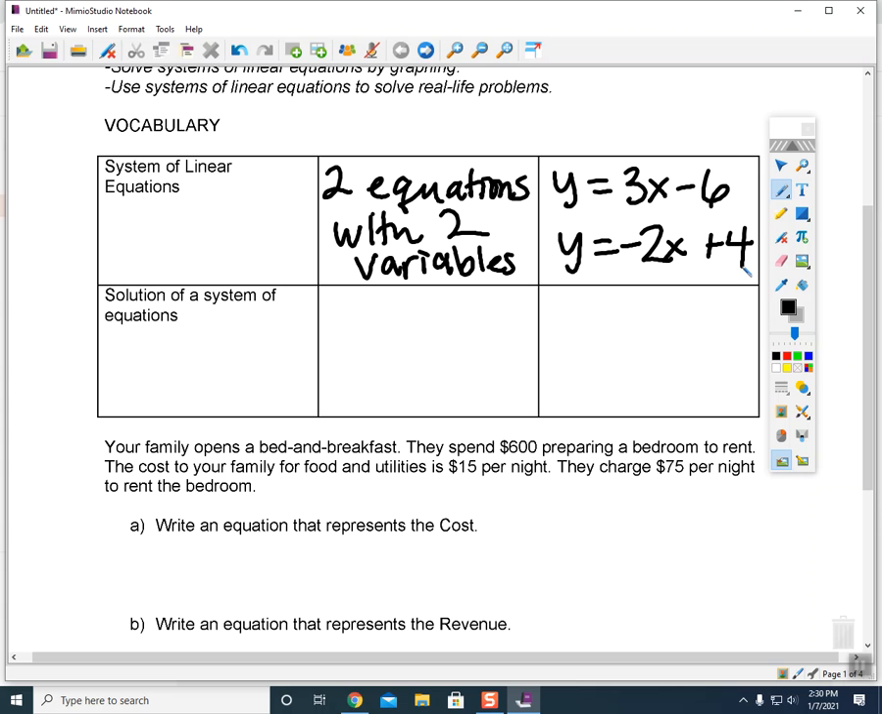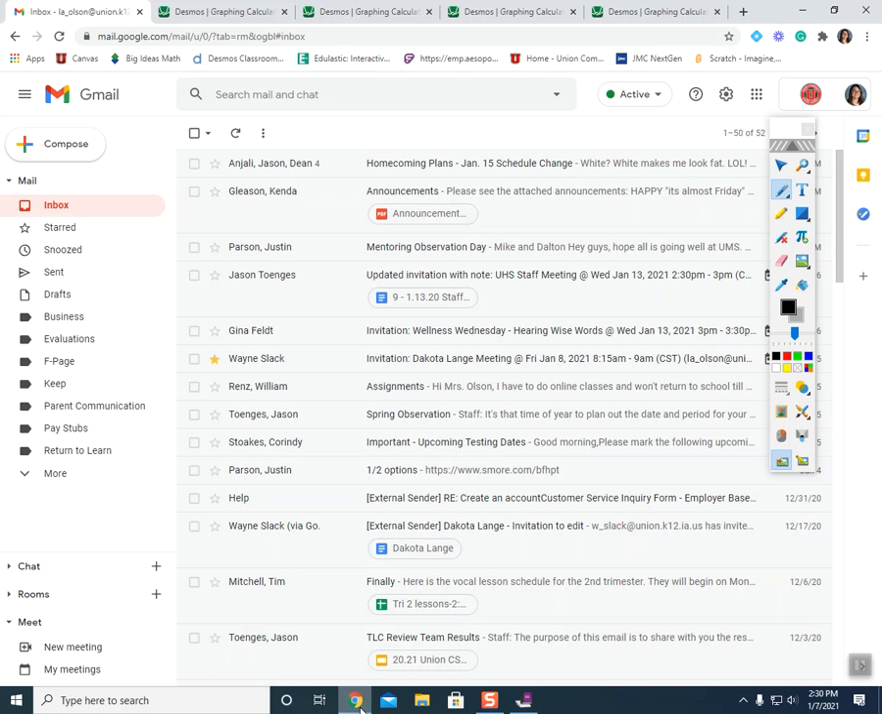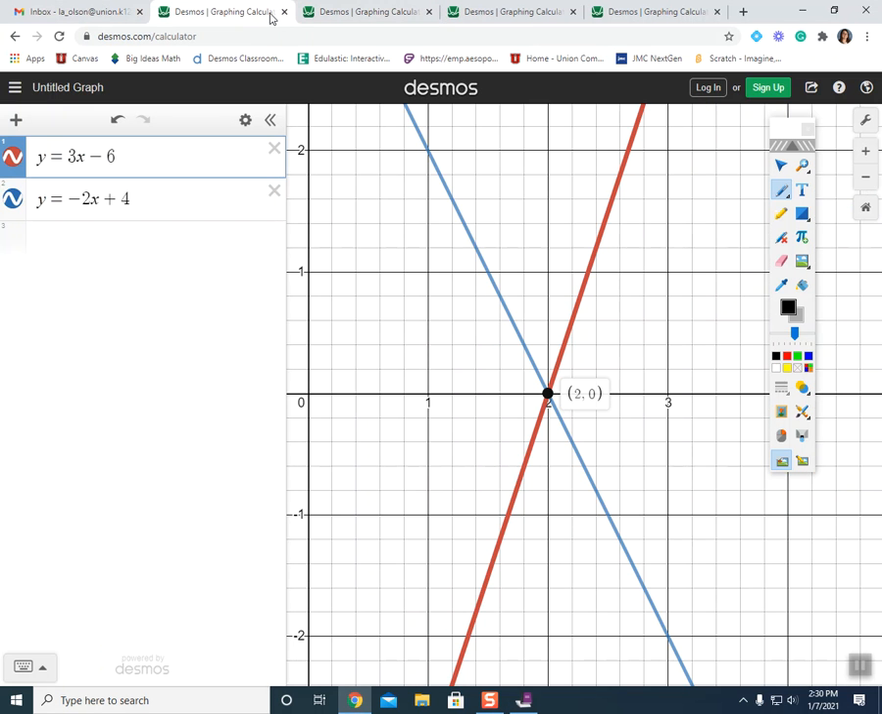If we look at these two equations here, we're going to graph them in Desmos. Let me pull it up. Here it is. Okay, these are our two equations in Desmos. The red line is the first one, the blue line is the second one. What I care about when I'm talking about systems of equations is where they cross. So in this example, our equations cross at the point 2, 0.